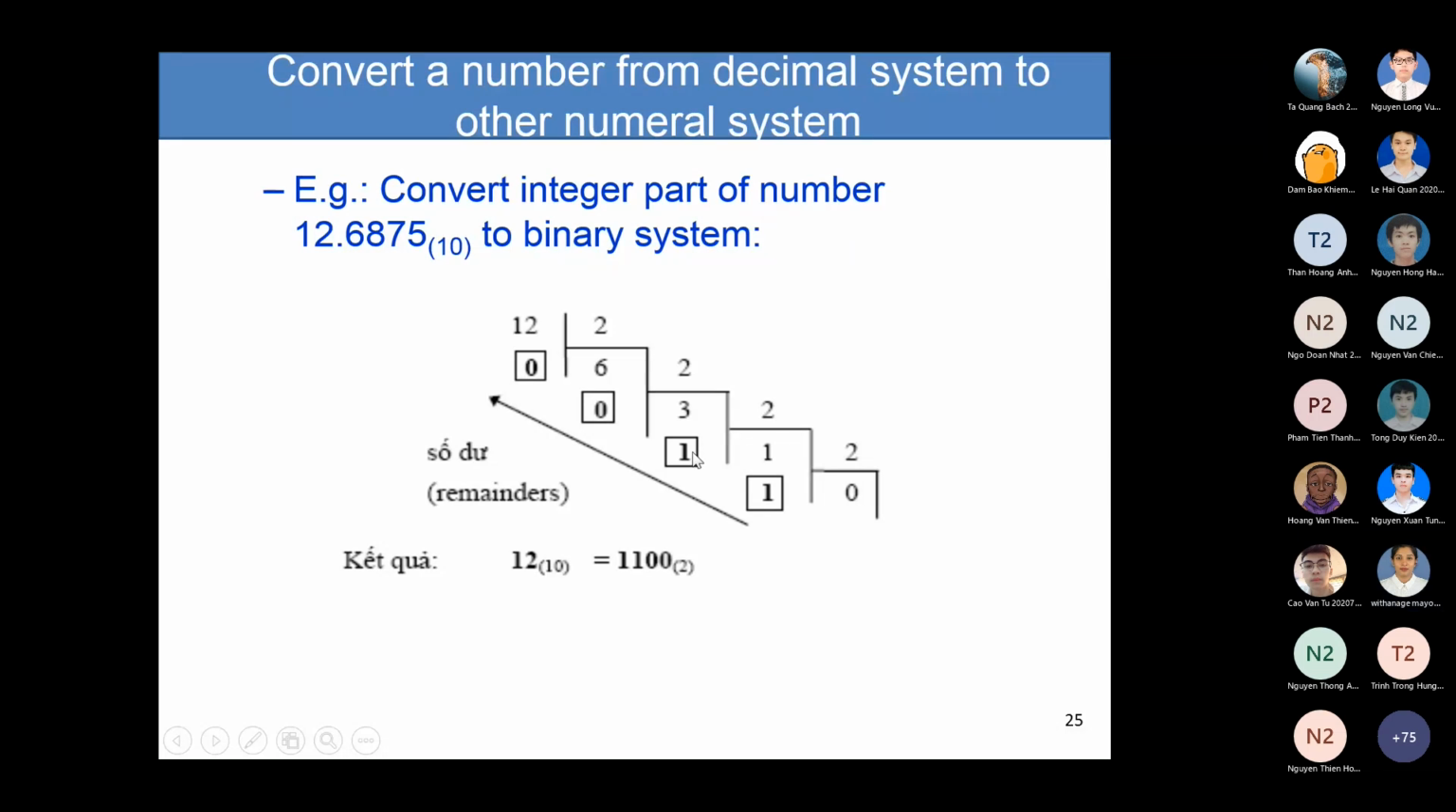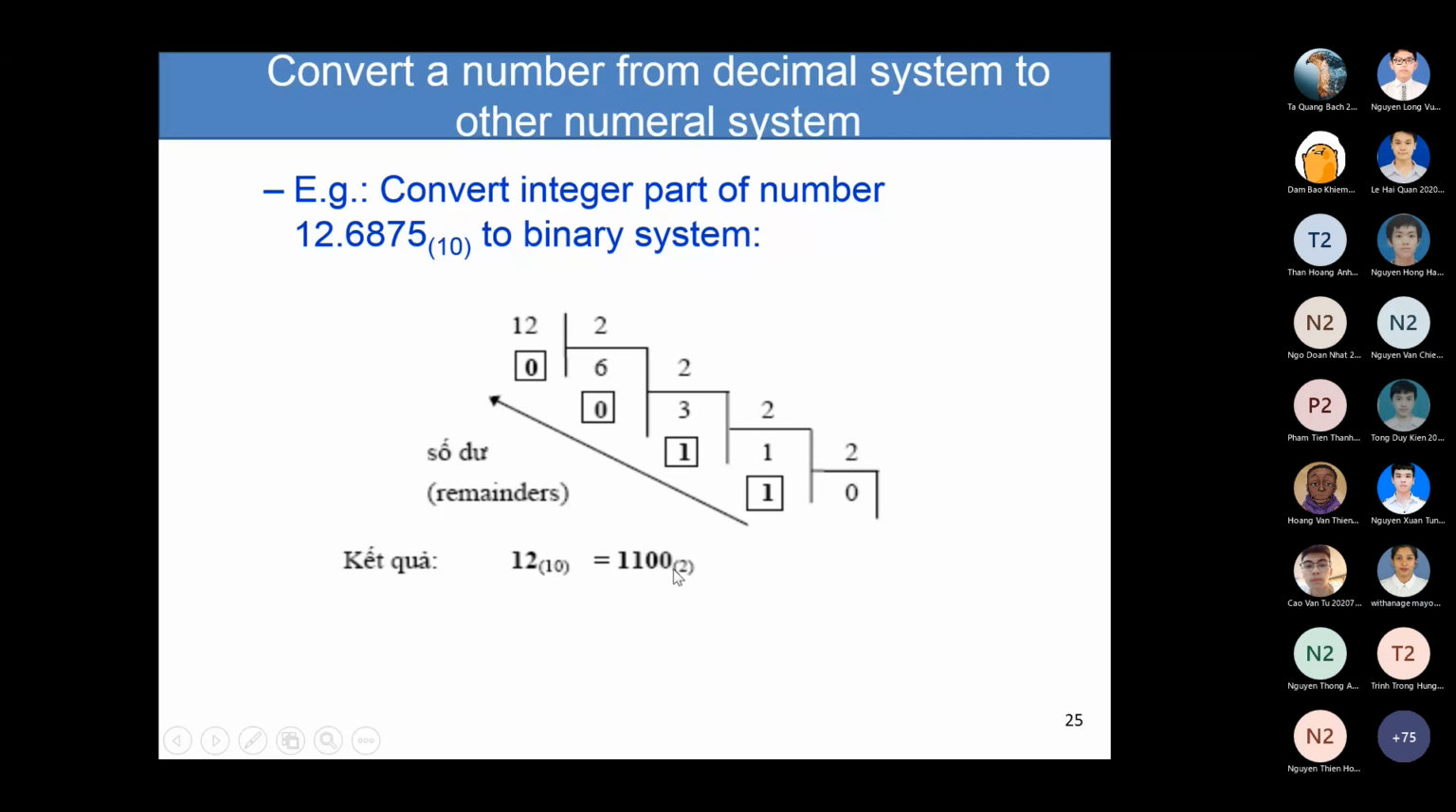Again, 1 is different from 0. We continue to divide 1 by 2. We obtain the result 0, and the remainder is 1. Okay, so when we convert the number 12 in the decimal system into the binary system, the result is 1 1 0 0, reading the remainders from last to first. So the number 12 in the decimal system equals the number 1100 in the binary system. Okay.